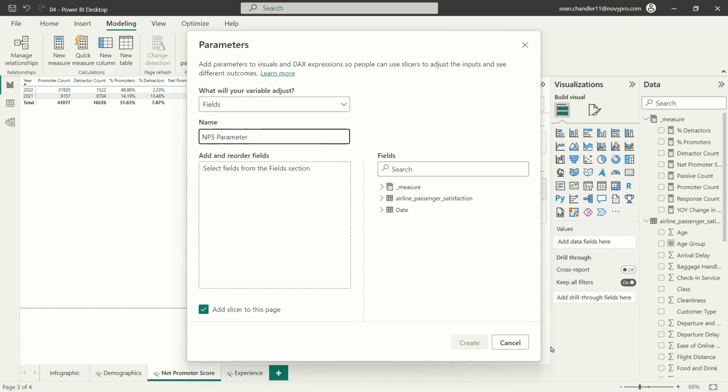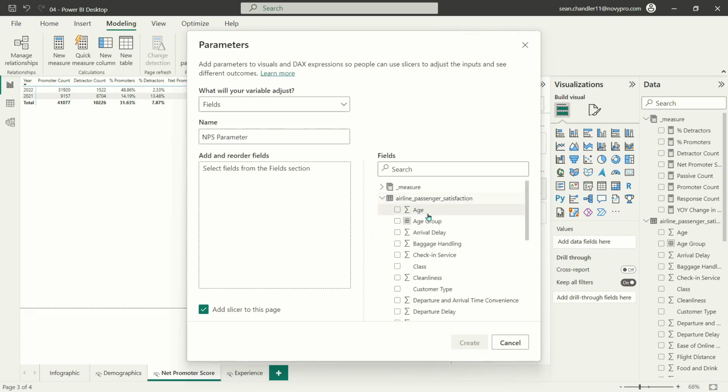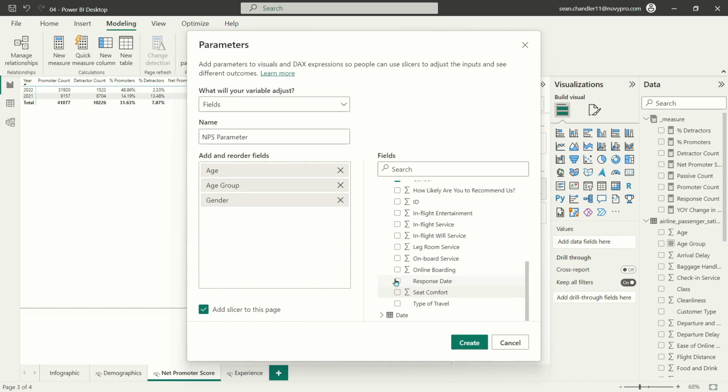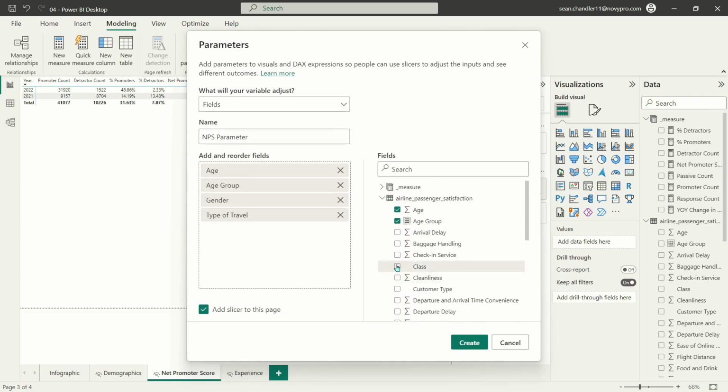NPS parameter. And all we're going to do from this is select the fields that we want to compare year over year Net Promoter Score for. And I'm going to start with just our demographic stuff. So let's start with age group, gender, type of travel, class, and customer type. And if you want to reorganize these, it's no problem at all. Literally, you just drag and put these in the order that you want.